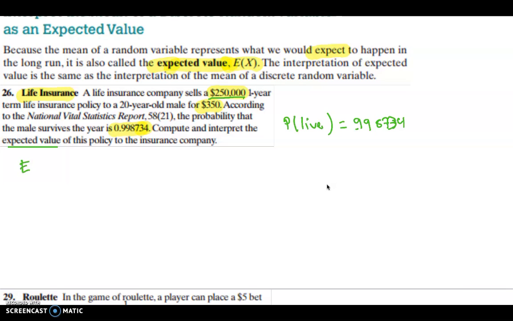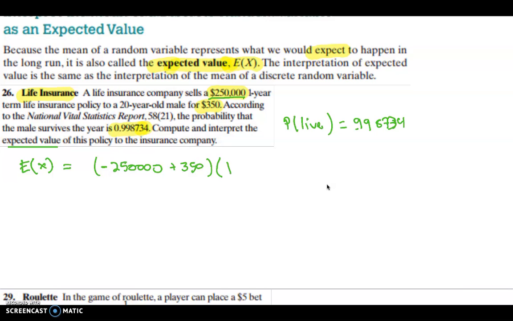So here would be the expected value of this random variable x. So the expected value is going to be, first we're going to look at if someone were to die, then the value x is going to be, they're going to have to pay out $250,000, but we assume that the individual paid the $350, so that's going to be $249,000 and change. It's going to be negative because it's a loss. They're going to be paying that out, and then we multiply it by the probability.